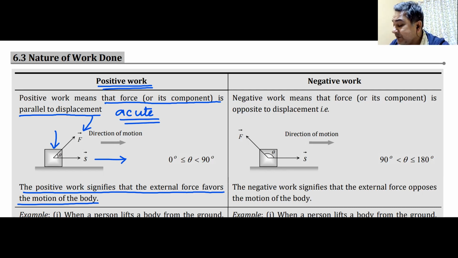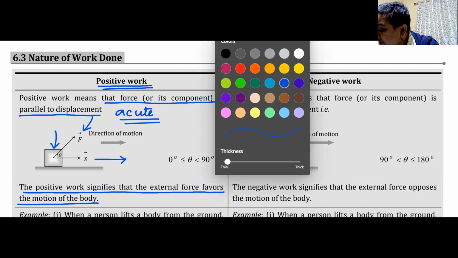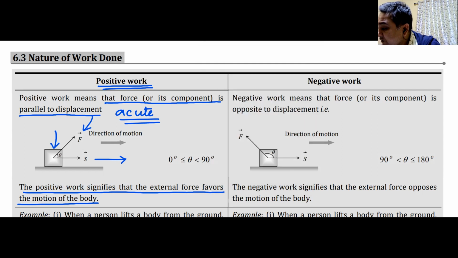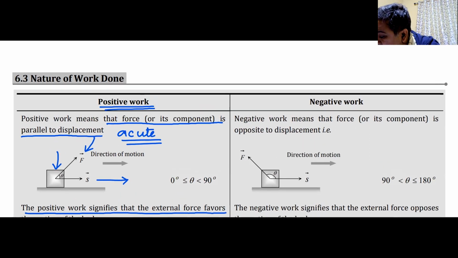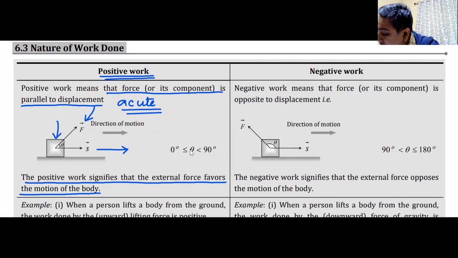Now, what are the examples and when will the work done be negative? If you just take the reverse case, what do we mean by the reverse case? By reverse case, we mean the force is like this. Displacement is in this direction, as you can see.